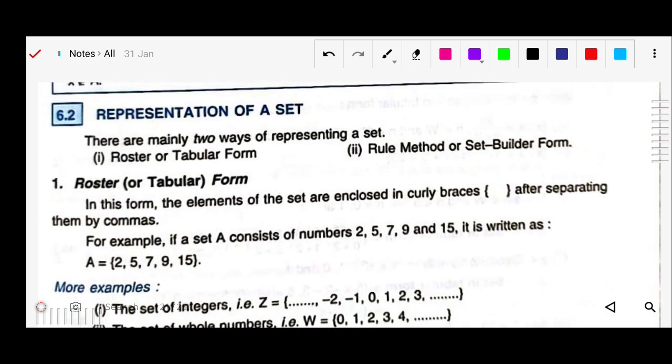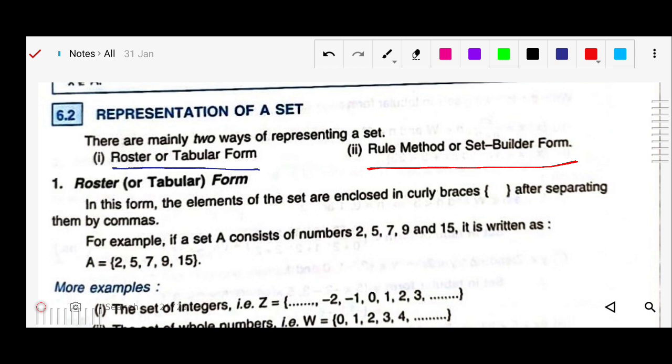Now next we have some representations of a set. How do we represent a set? We have some methods. First is the roster or tabular form. Second method is the rule method or set builder form. One by one we'll see. First is roster. Another name is tabular, meaning we are making a table, arranging in a table. Or you can call it roster form.